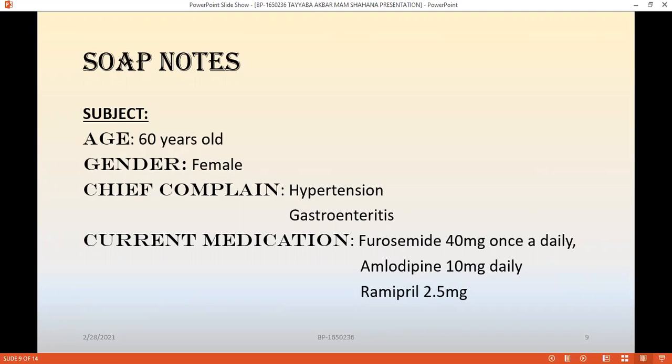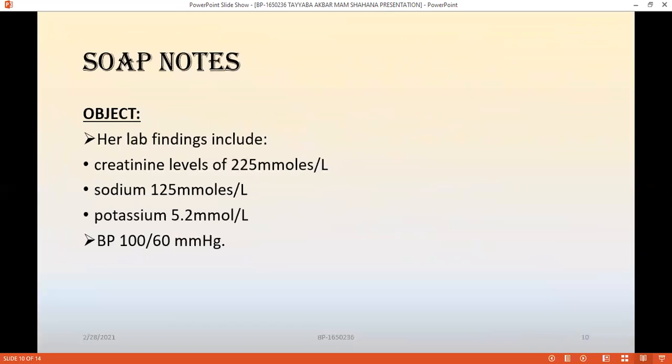Current medications utilized by the patient are furosemide 40 mg once daily, amlodipine 10 mg daily, and ramipril 2.5 mg, which was later added to the regimen. Objective findings include her creatinine level a little bit increased to 225 micromoles per liter, sodium level decreased to 125 millimoles per liter, and potassium level increased to 5.2 millimoles per liter. And BP was checked and found to be 100 by 60 millimeters of mercury.